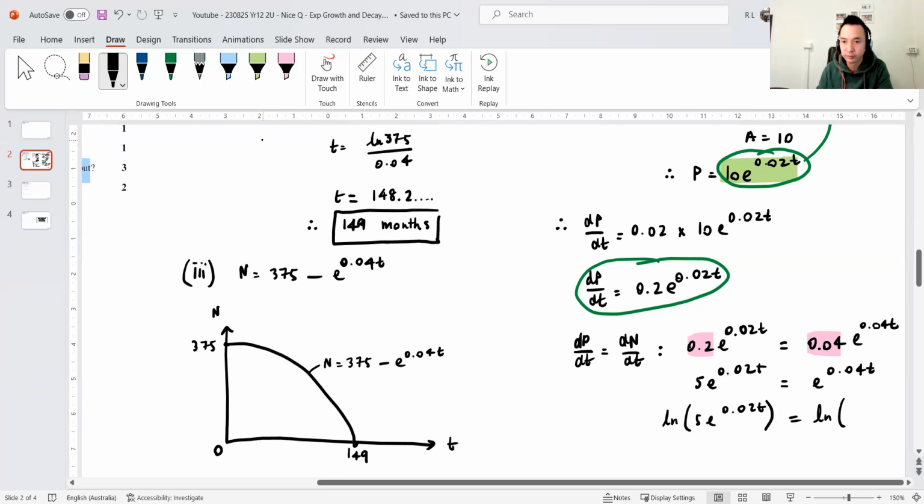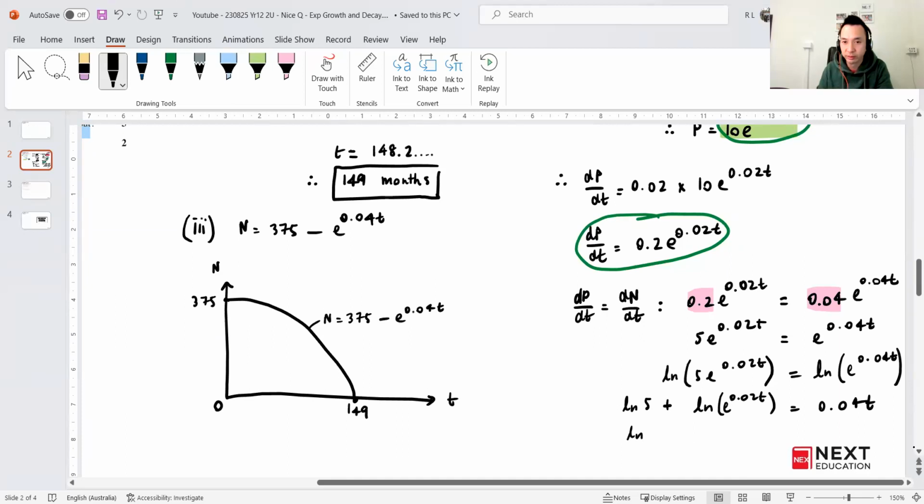ln of e^(0.04t). So I split that out using the log laws. ln of e^(0.02t). And guys, I know that ln and e are mutually inverse, so it becomes 0.04t, and minus that over. So ln 5 plus 0.02t equals 0.04t, so I got 0.02t equals ln 5, right? And just punch it in the calculator.